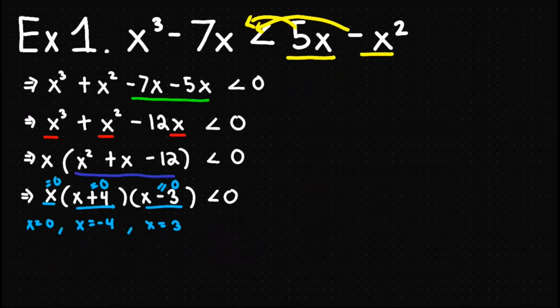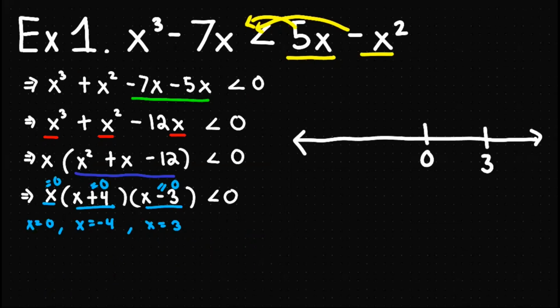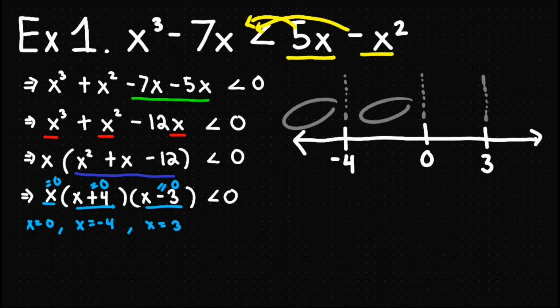And let us focus on plotting these critical points to our number line. So we'll have here a number line, and we have here 0. Let's write out 3 here, and negative 4 out here. So with critical points, what it does is it divides this number line into 4 separate parts, or 4 regions. This first, this second, this third, and this fourth region.